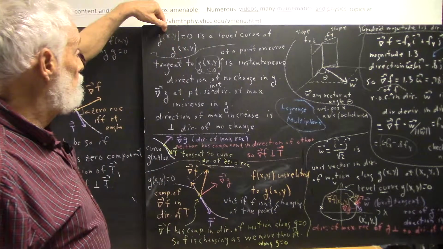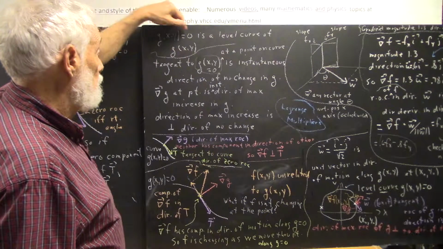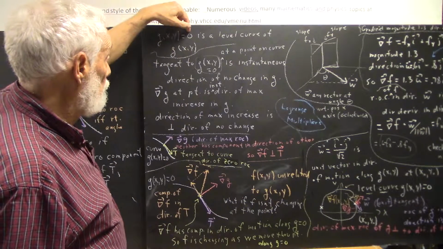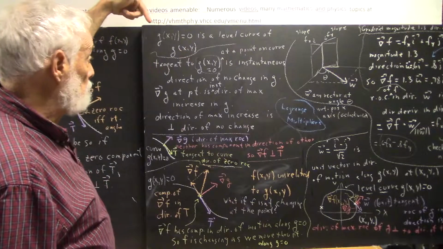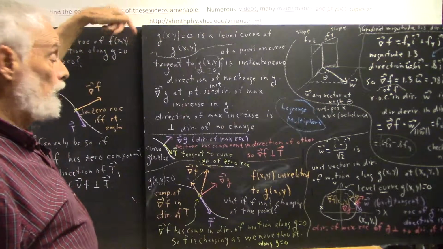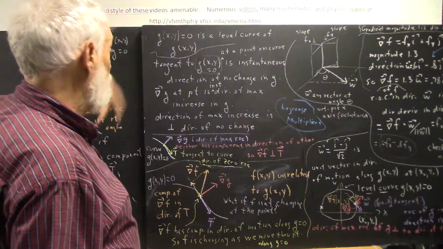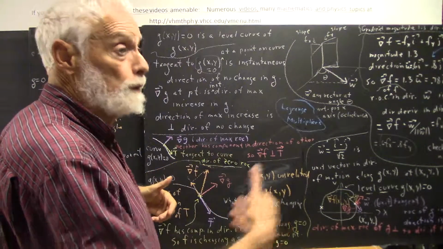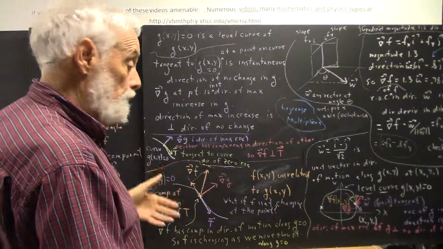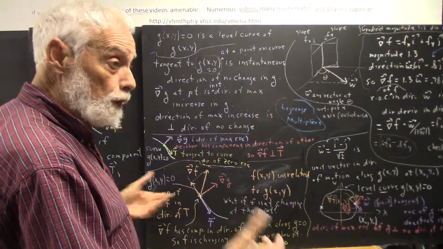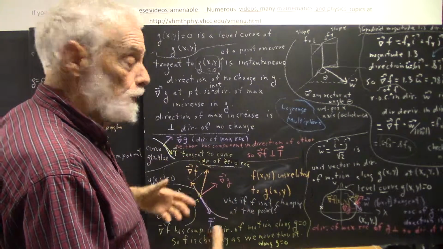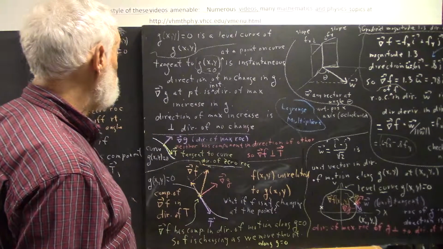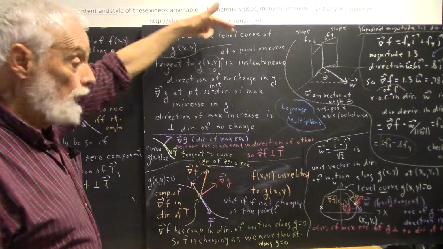Okay, if a function g of x y is set equal to 0, what we have then is a level curve of g of x y. That should be very obvious. An example might be x squared plus y squared minus 4 equals 0. That gives you x squared plus y squared equals 4, clearly the equation of a circle of radius 2 centered at the origin. Just as an example of a level curve.